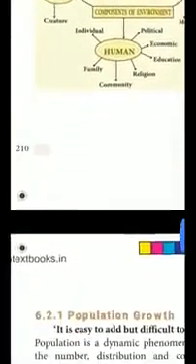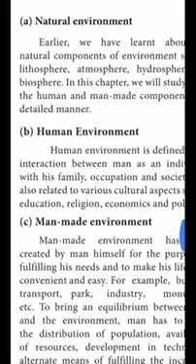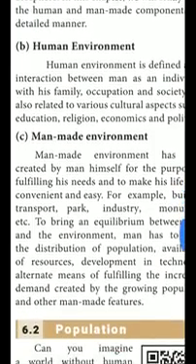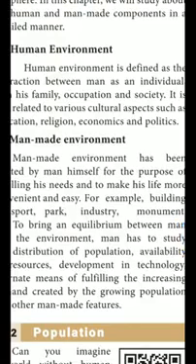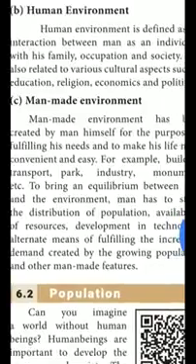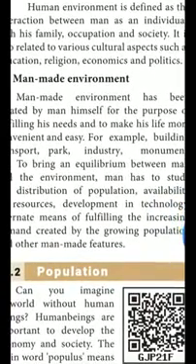Okay, classification of environment. First one, natural environment. What do you know about this natural environment? Already we have learned, isn't it? What are the natural environment? Lithosphere, atmosphere, hydrosphere, and biosphere. Next, human environment. What do you know about this human environment? It is defined as the interaction between man as an individual with his family, occupation, and society. It is also related to various cultural aspects such as education, religion, economics, and politics.